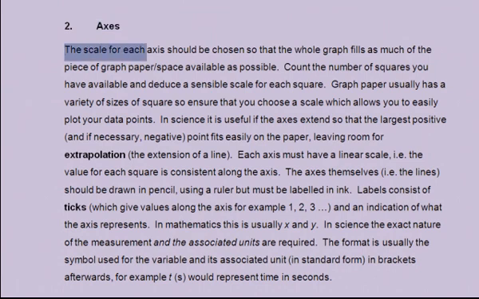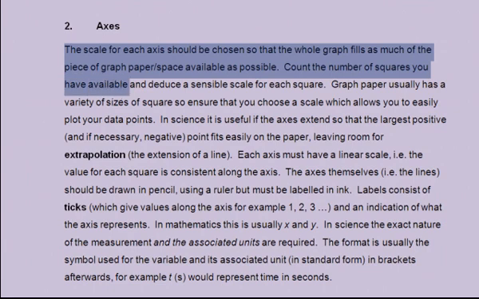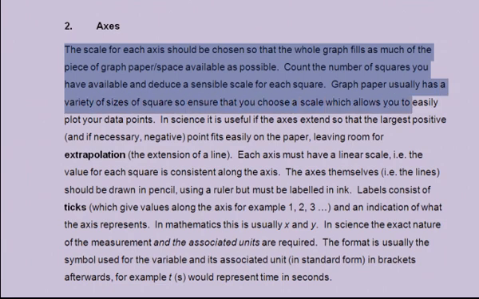The scale for each axis should be chosen so that the whole graph fills as much of the piece of graph paper or space available as possible. Count the number of squares you have available and deduce a sensible scale for each square. Graph paper usually has a variety of sizes of square, so ensure that you choose a scale which allows you to easily plot your data points.